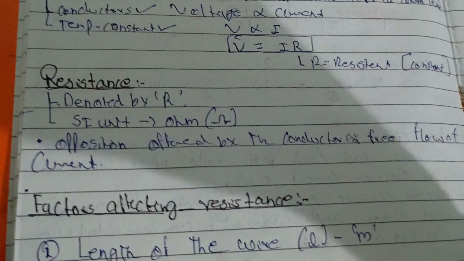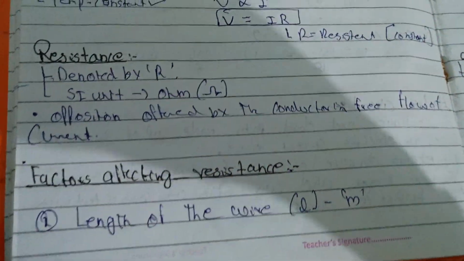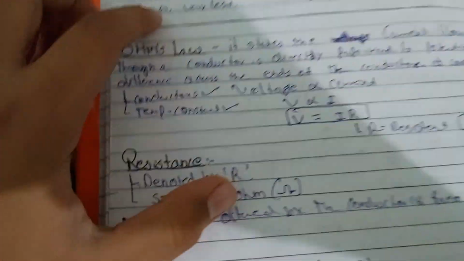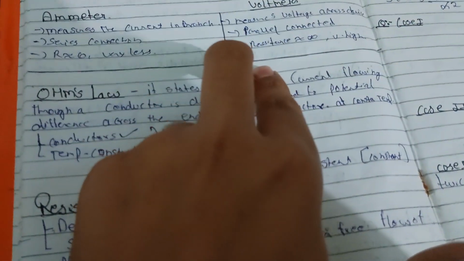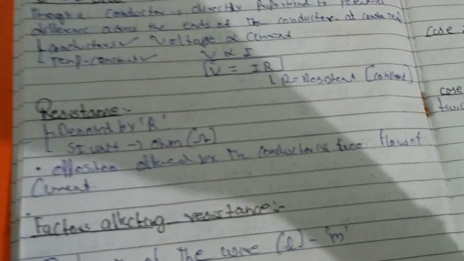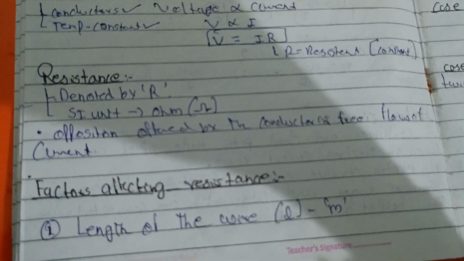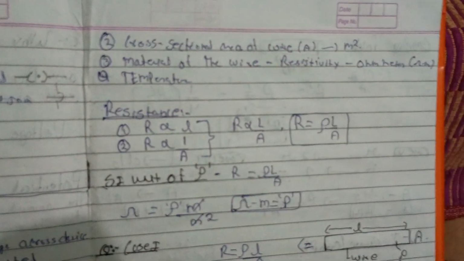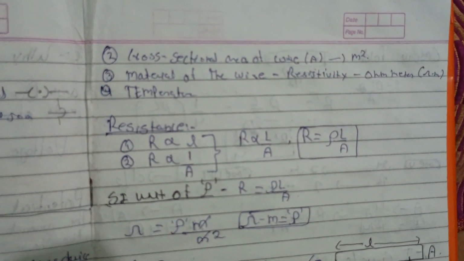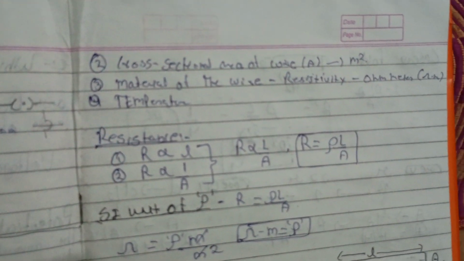Basically, resistance is opposition offered by the conductor in the free flow of current. Let's suppose there is a current which is flowing freely, but there is a resistance which can oppose the flow of current. Factors affecting resistance: first is the length of the wire, denoted by L, and the unit is meter, symbol m. And the cross-section area of the wire, denoted by A, with unit meter square.